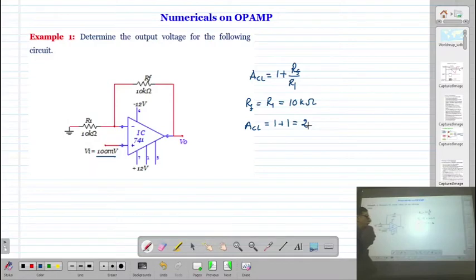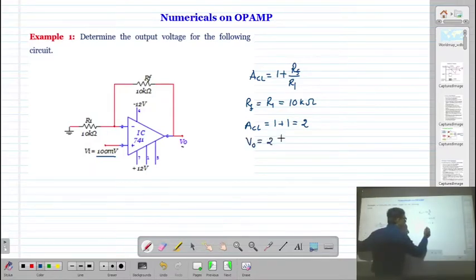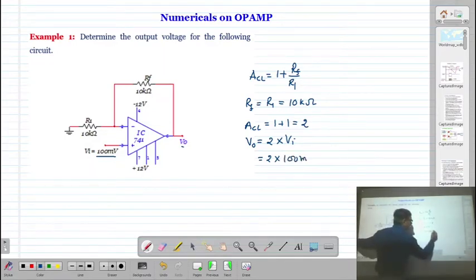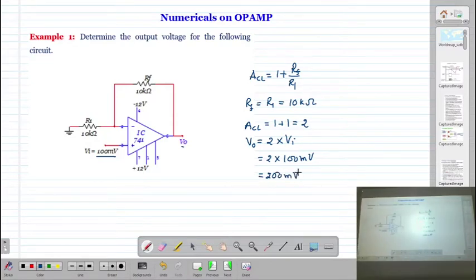You have to find the gain of the amplifier and then the output voltage. So VO is equal to 2 into VI, and the input voltage is 100 millivolt. So the output voltage of the circuit is going to be 200 millivolt. Since Rf by R1 is the same, it is 1 plus 1. So the gain of the amplifier is 2, and that's why your input signal is increased by 2 times.